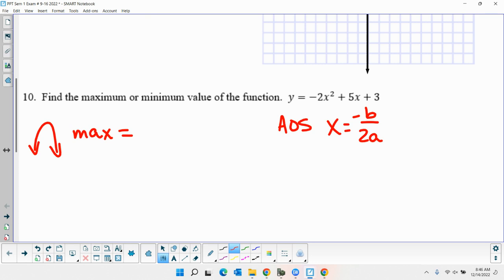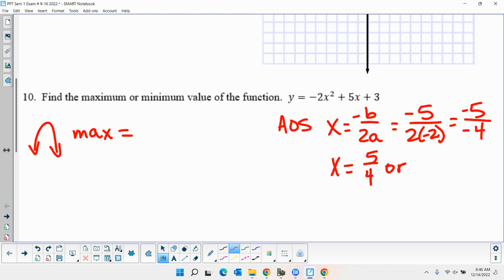So b is 5, so this is going to be negative 5 over 2 times negative 2, which is negative 5 over negative 4, which is 5/4. Or you can write 1.25 if you want. Okay? Is that my minimum? Or, I'm sorry, it's a max. We already figured that out. Is that my max value? No! What's your question?